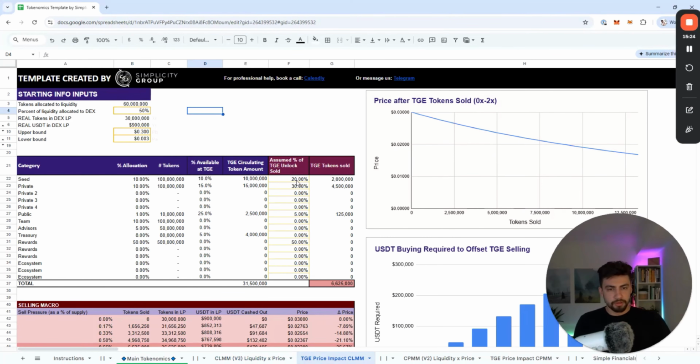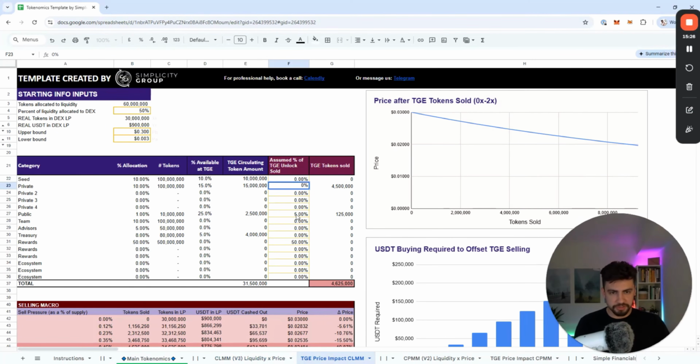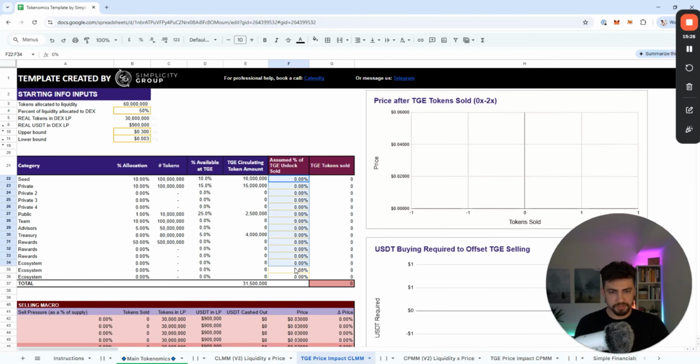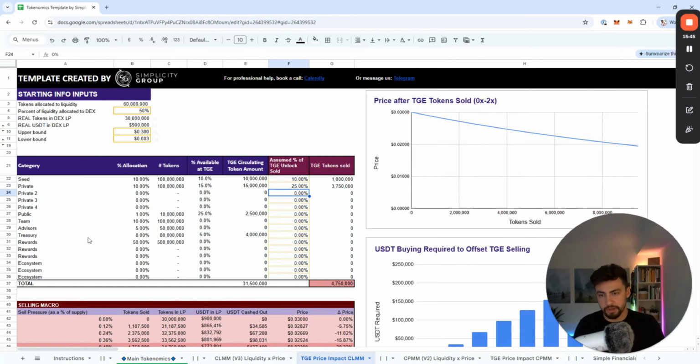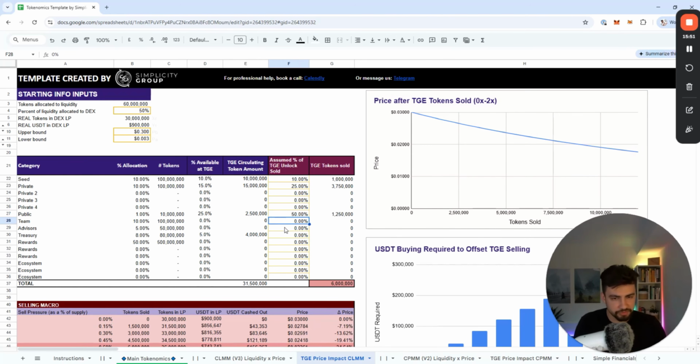Cool. What this is asking us to point out is how much of these tokens that are unlocked at TGE will be sold. Let's say the seed investors are super bullish and they'll only sell 10% of the tokens unlocked. Maybe the private investors aren't as bullish. They will sell 25% of the tokens. Let's say the airdrop tranche, let's say the public round tranche, they sell 50%, it's retail.